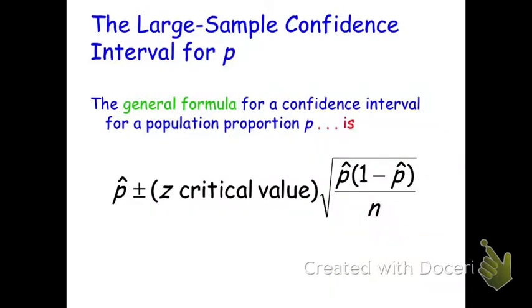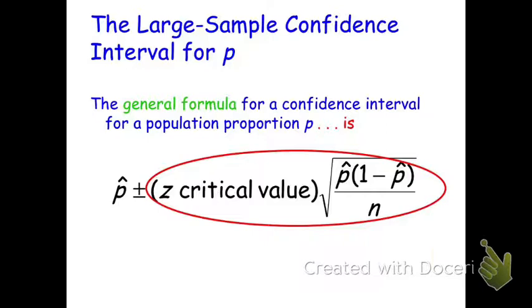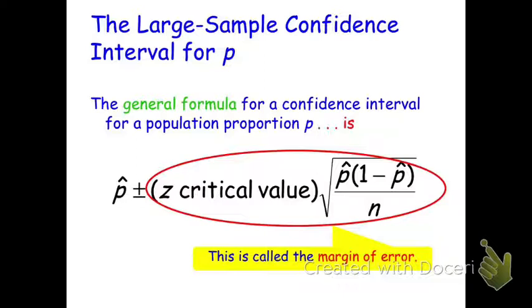And then this whole thing, the whole thing circled, is called margin of error. So we've got four things. P hat in the beginning is my point estimate. My point estimate is also always in the center. It is always the center of the interval. So my interval is always centered at P hat. Then it adds margin of error and it subtracts margin of error.